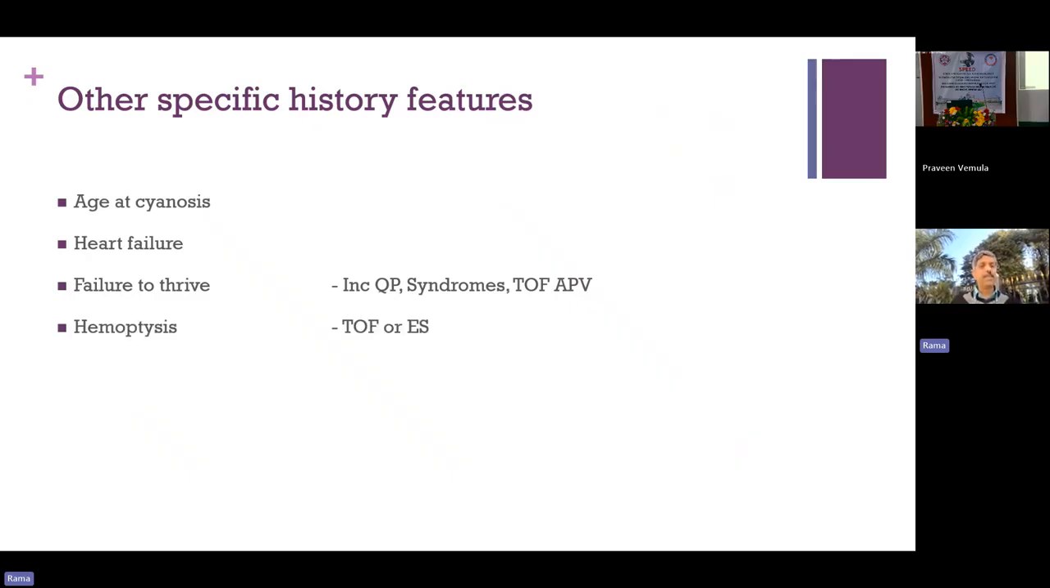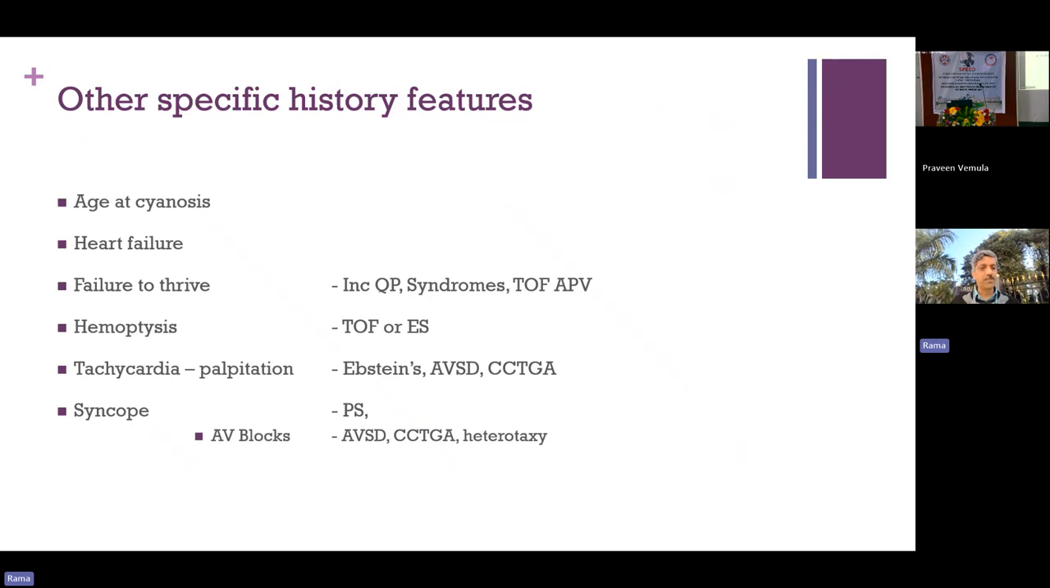Hemoptysis can be found in both TOF and Eisenmenger syndrome. Tachycardia, like a history of palpitations, can be found in Ebstein, AV canal defect, and corrected transposition. Syncope can be structural, a hemodynamic cause like in PS or Eisenmenger syndrome, or due to AV blocks in AV canal defect, CCTGA, and heterotaxy syndrome.